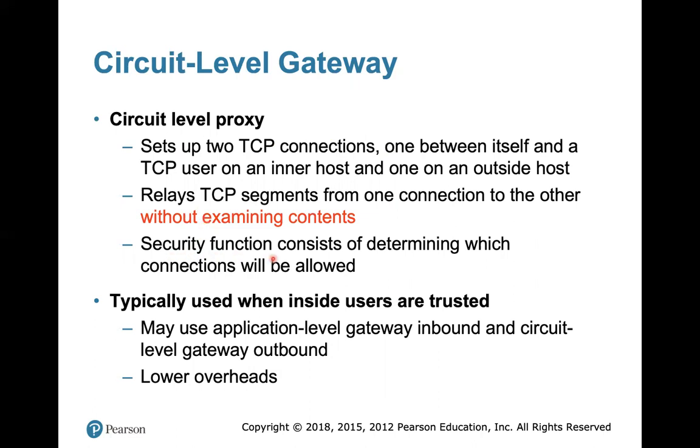And the security function boils down only to determining which connection should be established and which connection shouldn't. Once the connection is established, the circuit level gateway has nothing to do, and it just keeps forwarding. And of course, this is good when the inside users are trusted, when we have some level of trust in the inside users. Once the connection is established, we can just keep forwarding the user data to the remote server. And it imposes lower overhead because we don't need to examine each packet or each segment of the traffic.